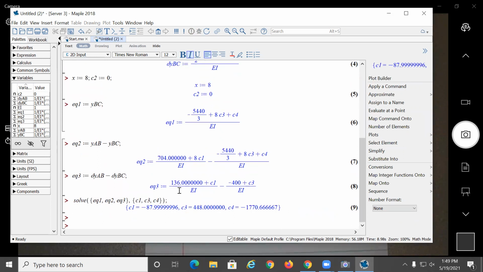And there we go. All right, so we have that C1 will be equal to negative 88. I think that would be good enough. So we get C1 equal to negative 88. C2 we know is equal to 0. C3 is equal to 448. And C4 is equal to negative 770.6667. I think that should be good enough.